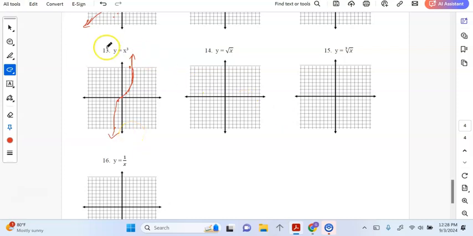All right, let's translate it. Caroline, left 2, up 5. Very good. So you just take all of those points that we just plotted and do the same for all of them. Left 2, up 5. So this would be the translated parent.